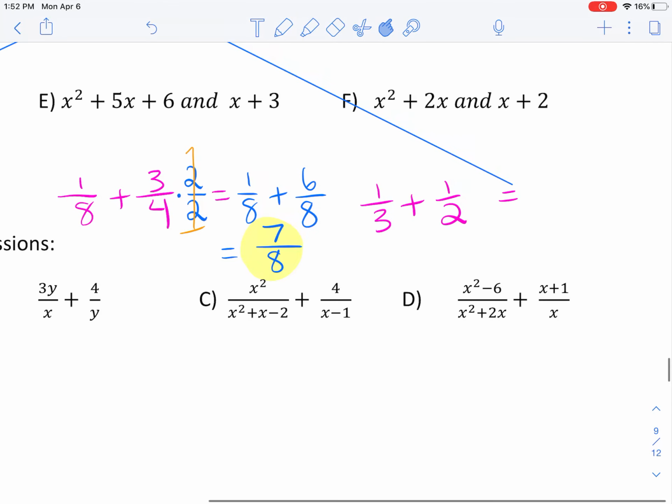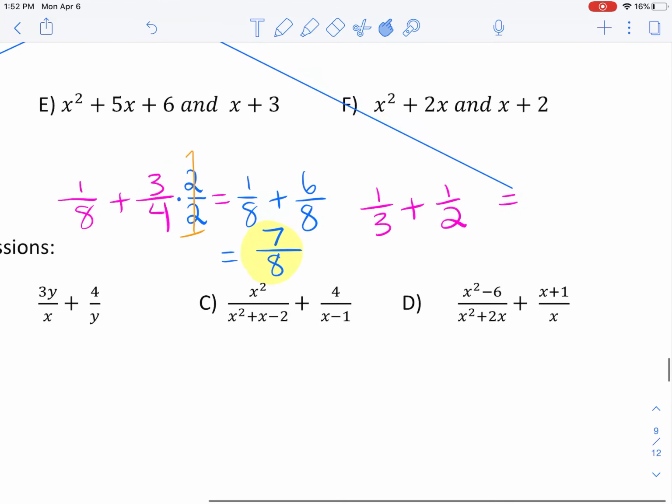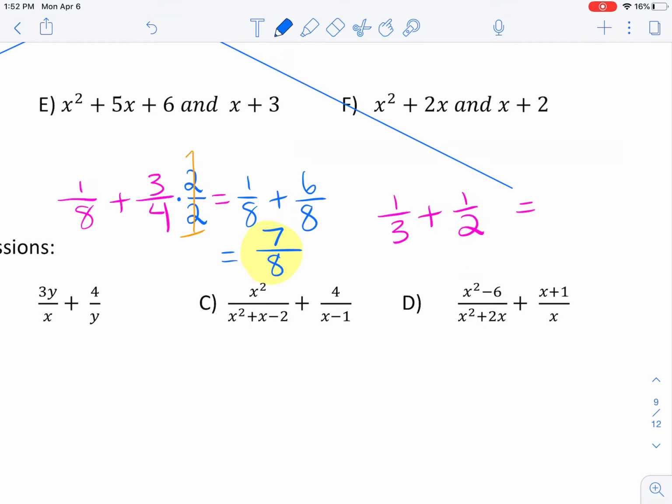And then one more with just fractions, 1/3 plus 1/2. 3 and 2 are not common. The denominators are not the same. In this one, we actually need to multiply both of the denominators by a number in order to force them to have a common denominator. 3 and 2 have a least common multiple of 6. So I need to multiply the first fraction by 2 over 2 and the second fraction by 3 over 3 to force them to have that common denominator of 6.